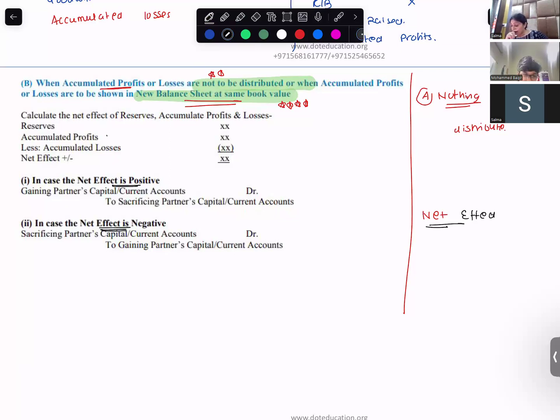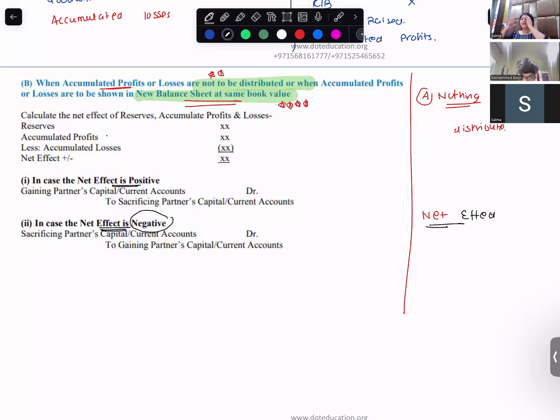If your net effect is positive, in that case, the adjusting entry will be passed with gaining partner to sacrificing partner. Gaining partner debit, sacrificing partner credit. If the net effect is negative, then you do the reverse, sacrificing partner to gaining partner.